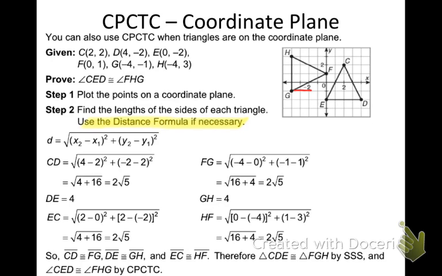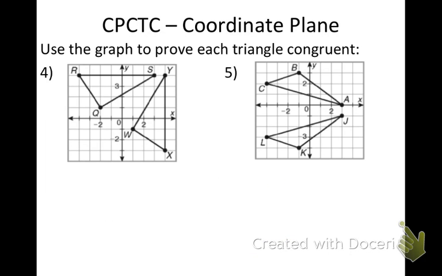If I look here, I could make a right triangle and use the Pythagorean theorem and find the distances as well. Either way, my goal is to find the distances of all these and to see if they are congruent. Again, it's just a lot of the distance formula. So let's look at number 4 here.